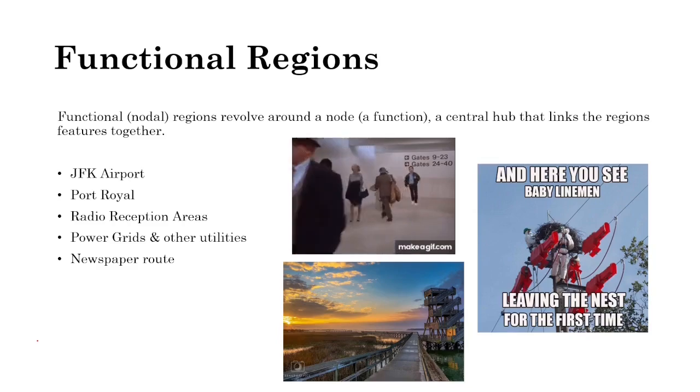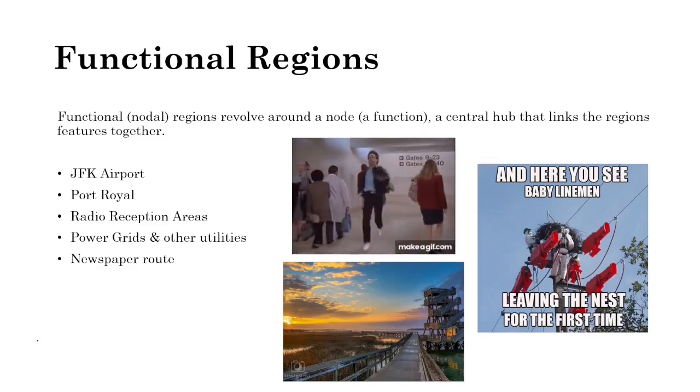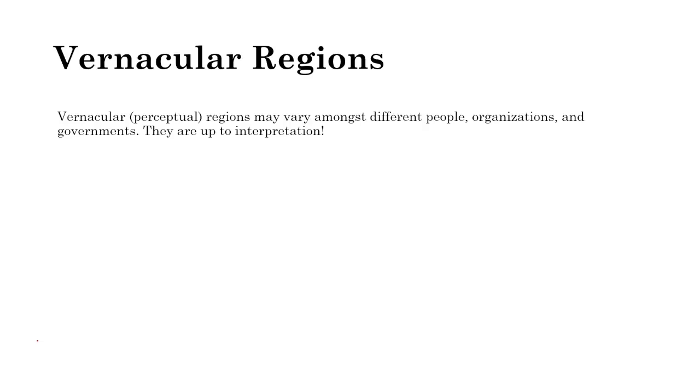And then the route is the region of who gets the newspaper or not. All right, and then we have a vernacular region. Now, these are the regions that are up to debate. They can vary amongst different people. They can vary amongst organizations and businesses and also governments. They are up to interpretation, okay?